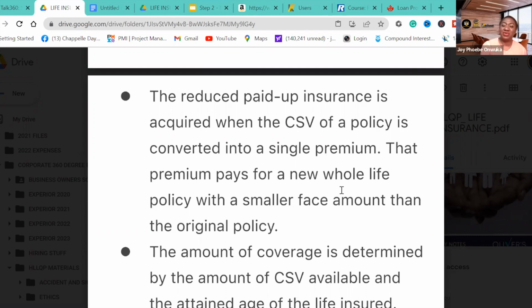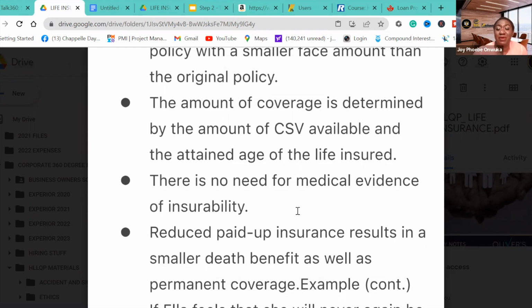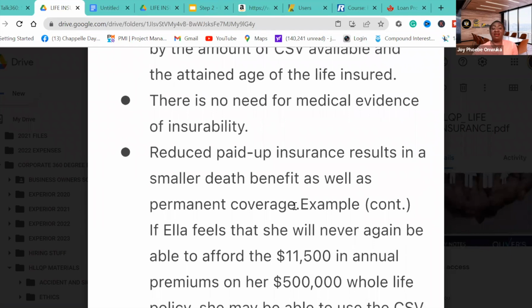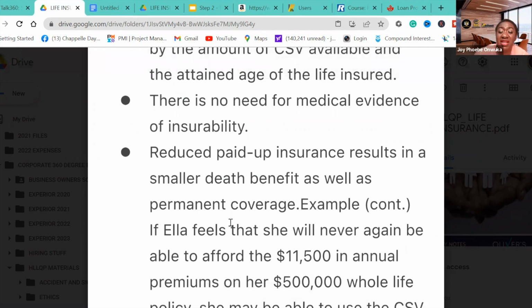The reduced paid up insurance is acquired when the cash surrender value of the policy is converted into a single premium. That premium pays for a new whole life policy with a smaller face amount than the original one. The amount of coverage is determined by the amount of cash surrender value available, of course, and the attained age of the life insured. There is no need for any medical evidence of insurability. Now, the reduced paid up insurance results in a smaller death benefit as well as permanent coverage.